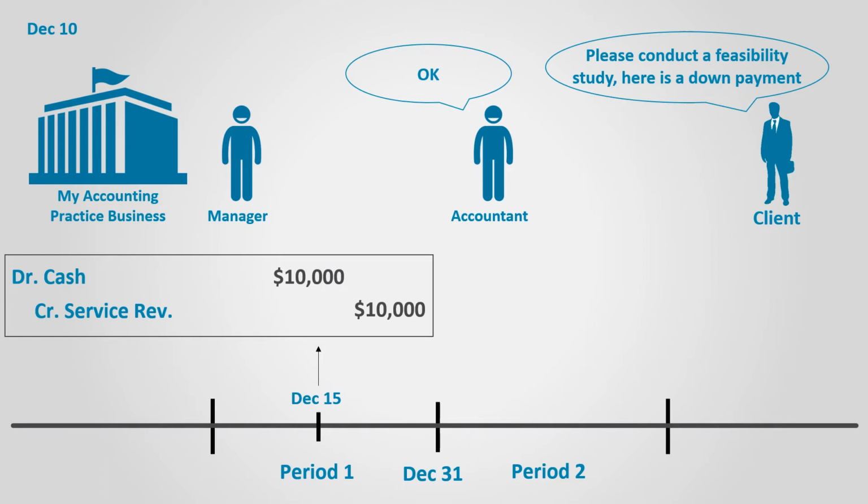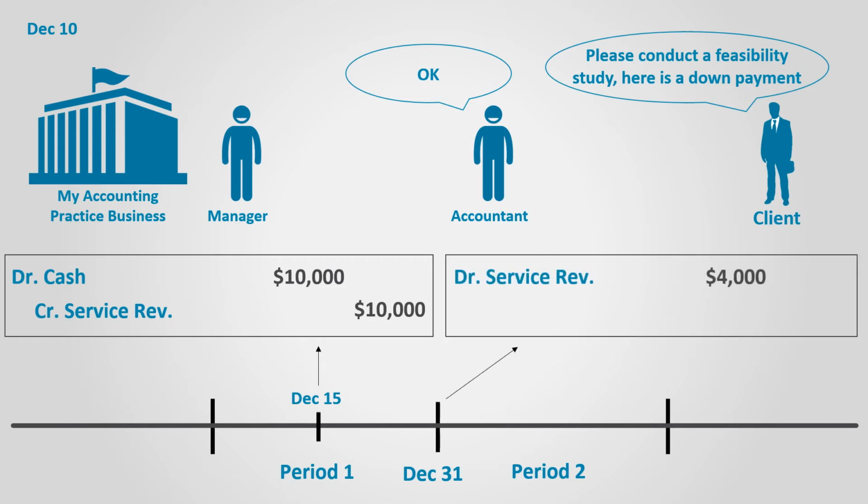At the end of the period, the business noticed that only 60% of the service was completed, which is worth $6,000. In such a case, an adjusting entry is needed on December 31st to reduce revenue by $4,000 to keep $6,000 in the revenue account. So service revenue is debited. On the other hand, a liability must be created to recognize the business obligation towards the client. So unearned revenue is credited for $4,000.